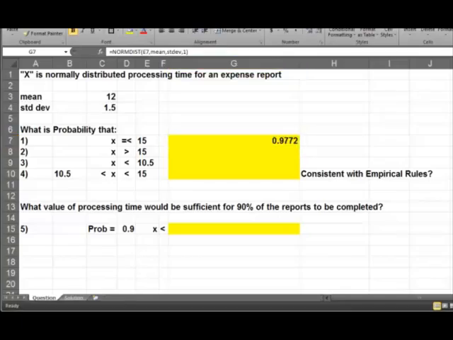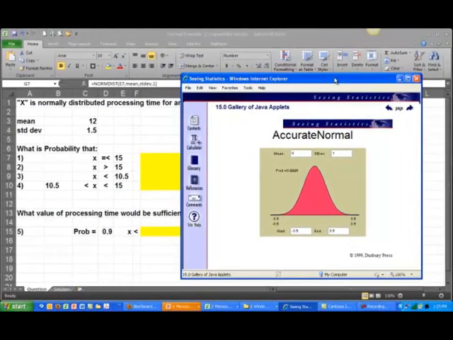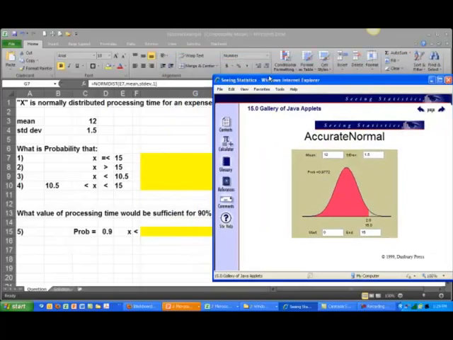0.9772. And I'm going to pull this applet back in here just to confirm that, if you will. So my mean is 12, my standard deviation is 1.5, and I want the cumulative probability. I'm going to just start at a very low value of 0 up to 15. So the shaded area is the probability I'm interested in. This is the probability of an expense report being processed in 15 minutes or less. And as you can see, the probability that was calculated here was 0.9772, exactly what we got using our NORM.DIST function in Excel.